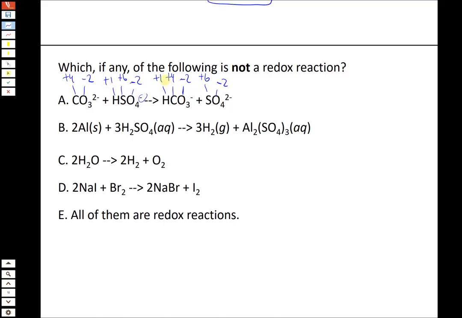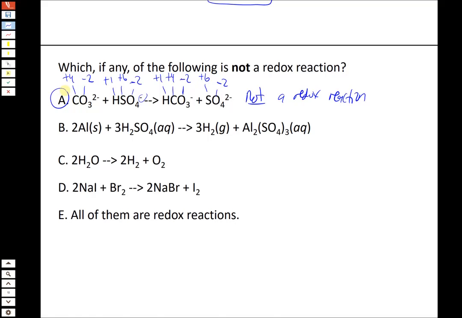Hydrogen on both sides is +1. Sulfur on both sides is +6. So none of the oxidation numbers are changing, so this one is not a redox reaction. So if we trust ourselves that we did that right, we could stop there and say that A is our answer. Now that said, it still is going to be helpful to assign the rest to be able to convince ourselves that the rest are redox reactions.